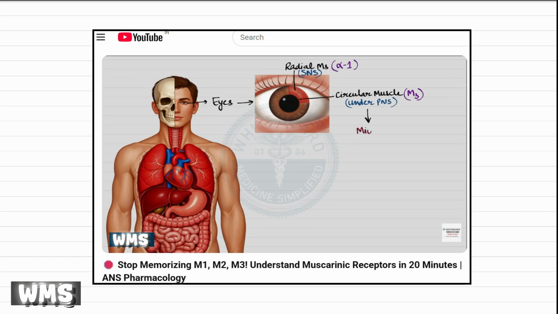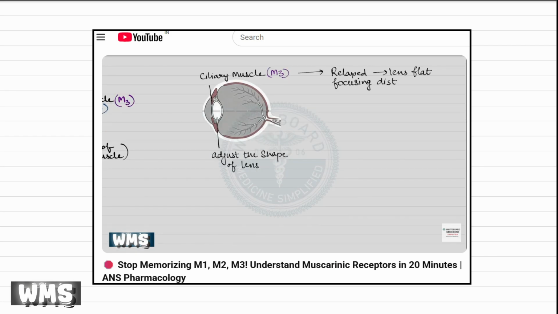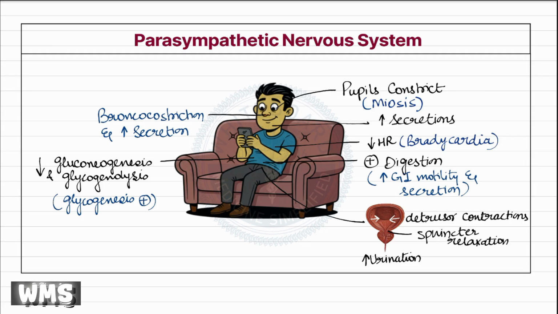Now, building on that background, we will move forward to study how drugs interact with these receptors. In this section, we will mainly focus on direct-acting muscarinic agonists, which stimulate muscarinic receptors and mimic the actions of acetylcholine. Before moving ahead, let's briefly review the effects of the parasympathetic nervous system, often called the rest and digest system. When activated, it produces several characteristic effects in different organs.